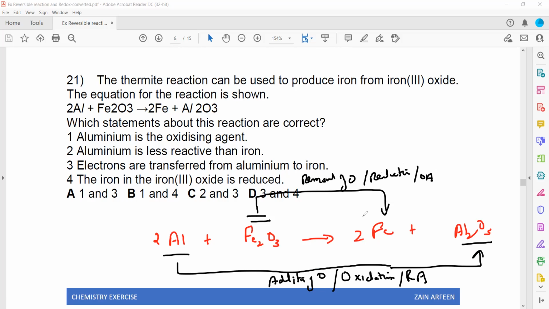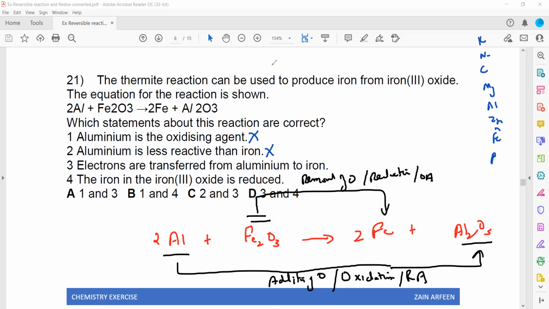So the question is, which statements about the reaction is correct? When we check the statement, aluminum is an oxidizing agent. Aluminum is not an oxidizing agent, it is a reducing agent. Aluminum is less reactive than iron. If we write the reactivity series, we have potassium, sodium, calcium, magnesium, aluminum, zinc, iron, lead. So when you check, aluminum is not less reactive, aluminum is more reactive.